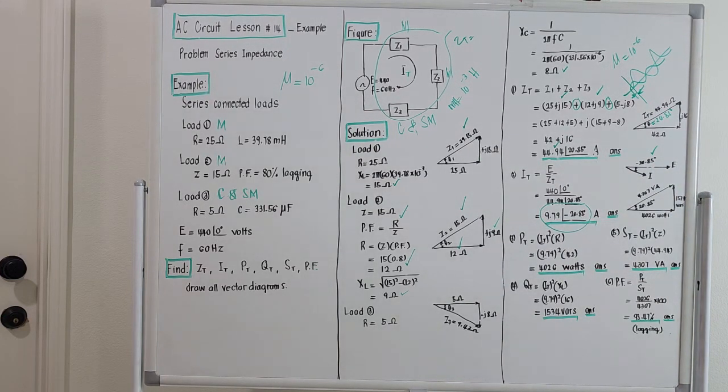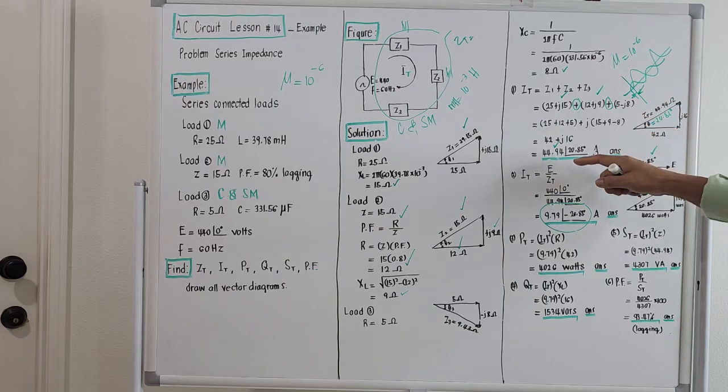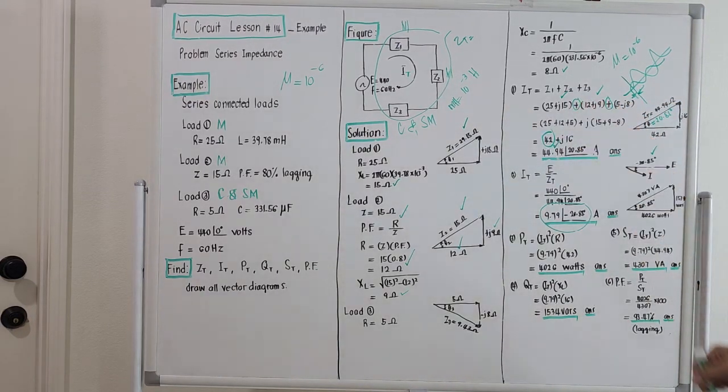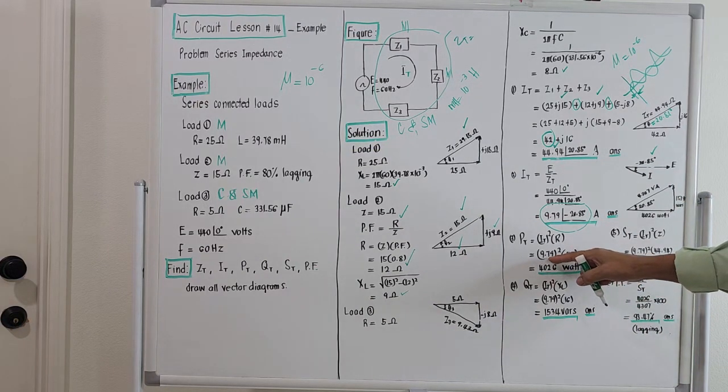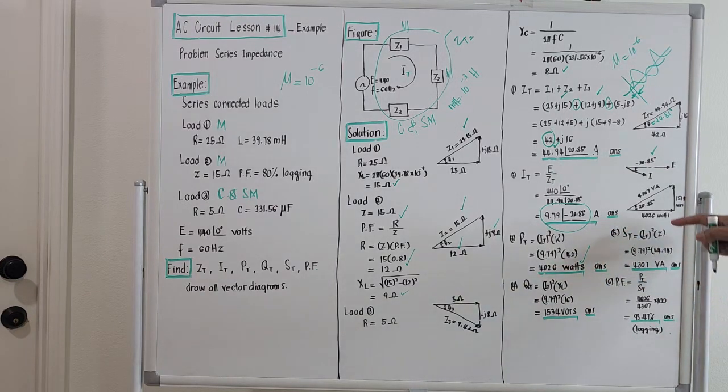Okay, the total true power, this is now an AC jam. Total true power will be the square of the current times R. The R we are referring here should be the R of the total impedance. This 42 here. Right? So this should be 9.79 squared times 42. This should be 4,026 watts. It is this portion here.